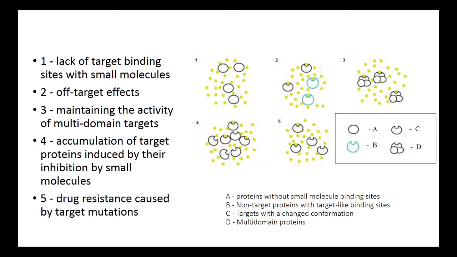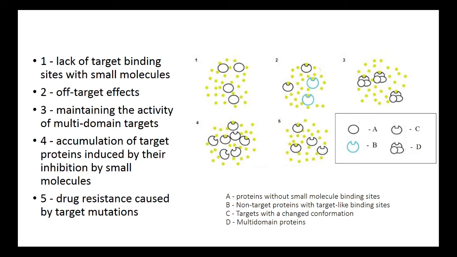Second, off-target effect. Here you can see two types of proteins. The first proteins are our target, and the second are other proteins, but they have the same target for drugs. And our drugs can block our first cells and the other cells, whose function is very much needed for good function of the organism.